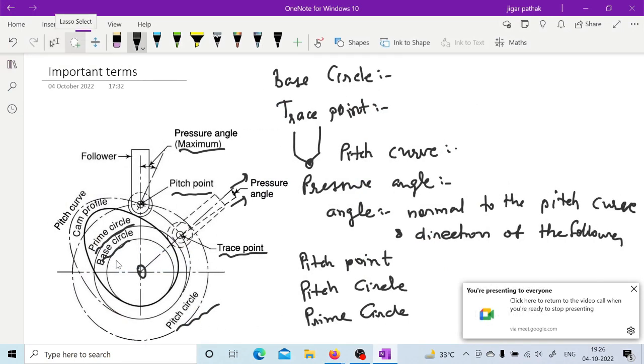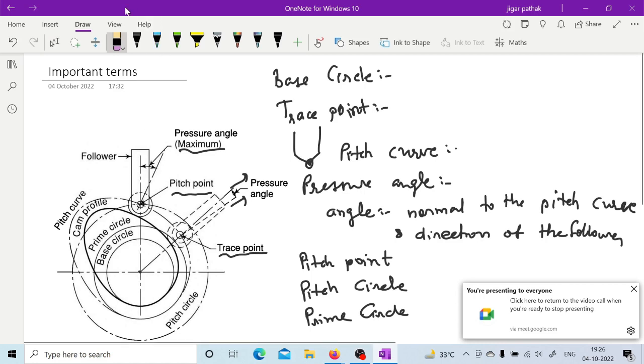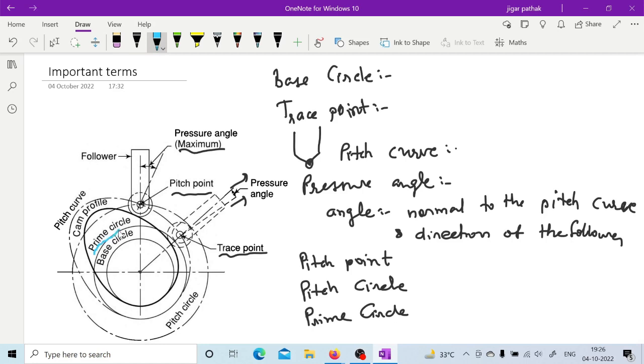So as you can see, prime circle is this one, right? Let me rub other things, so let us focus on the prime circle. This is the prime circle. So basically this particular circle is your prime circle, right? So now how can you define prime circle? This prime circle is the smallest circle which is tangent to the pitch curve.